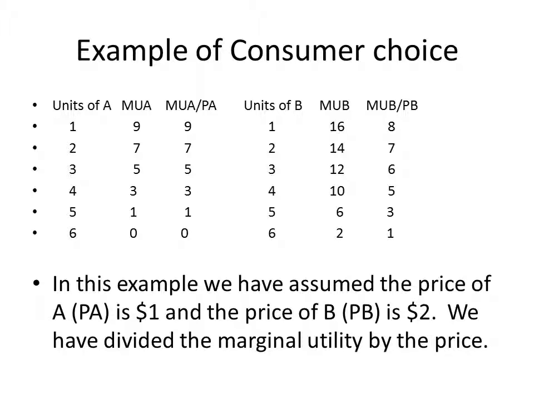So for good A, the marginal utility of A divided by the price of A for unit 1 is 9 divided by 1. For 2, it's 7 divided by 1. For 3, it's 5 divided by 1, etc. And for B, the marginal utility for the first one is 16, but I have to divide that by 2, so my marginal utility divided by the price is 8 for the first one, 7 for the second one, 6 for the third one, 5 for the fourth one, and then 3 for the fifth one, and 1 for the sixth one.